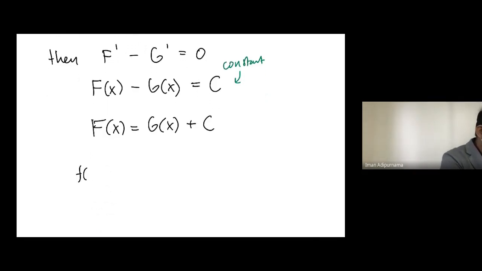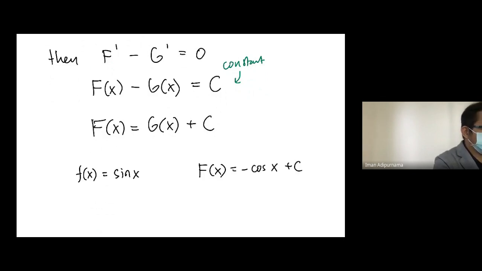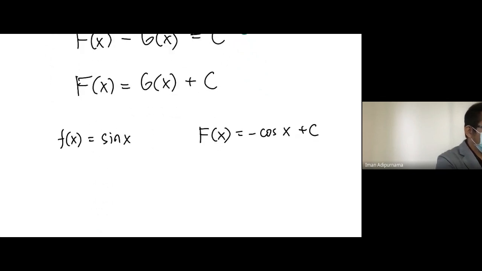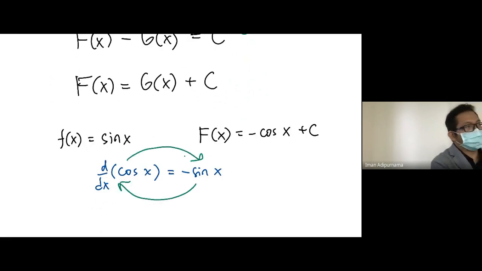So if you have f of x, the small f, sine x, then the big F, the integral, if you would like to say that, is negative cos x. Because if you take cos x and derive it, this will result in negative sine x. So how to get this is you need to think how to reverse this. How to make it forward and backward.